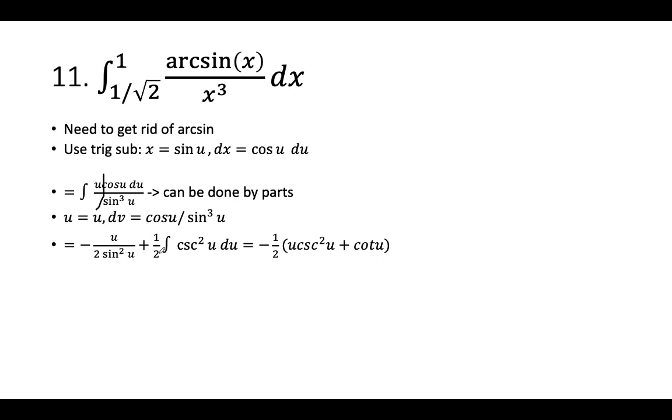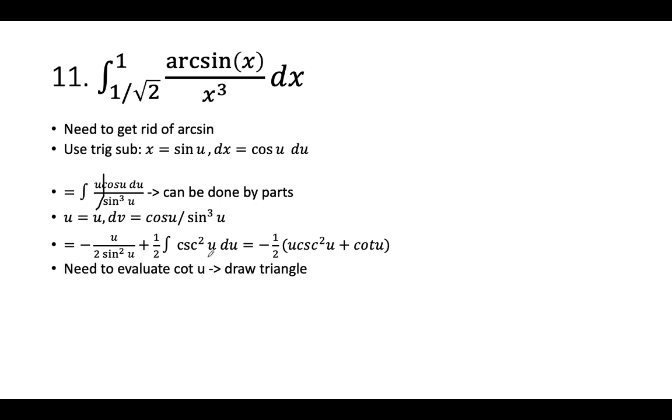And you have the integral of derivative cancels this out, so you have negative 1/2 over sine squared of thing, which is cosecant squared of thing. And we know the integral of this is just negative cotangent. So this whole thing turns out to be negative u cosecant squared u plus cot u. But how are we going to evaluate this, right?